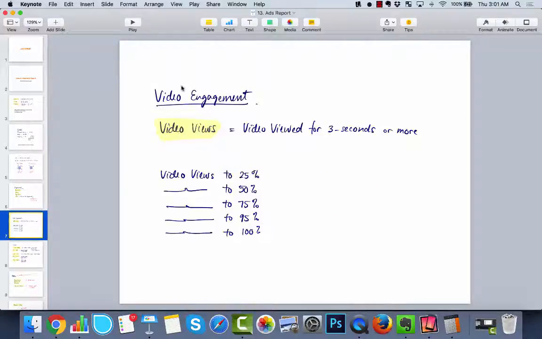And there are metrics that relate to video engagement. One video view is counted if it was viewed for 3 seconds or more. So if a video is viewed under 3 seconds, it doesn't count. In the Facebook report, you can also break down how many times a video was viewed to 20% of the overall video, how many times it is viewed to 50%, 75%, 95%, and 100%, which means people completely viewed the video.